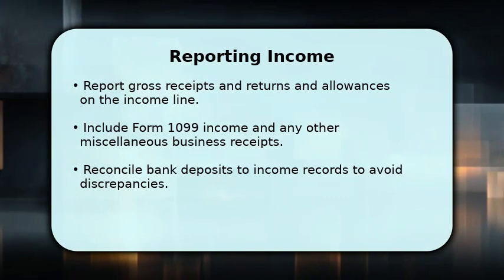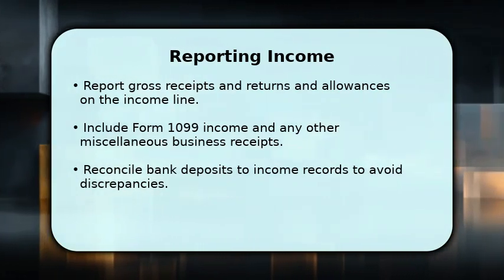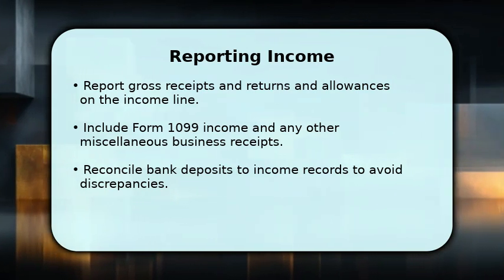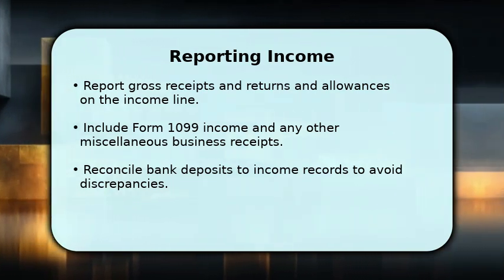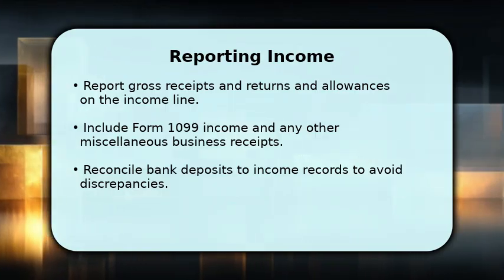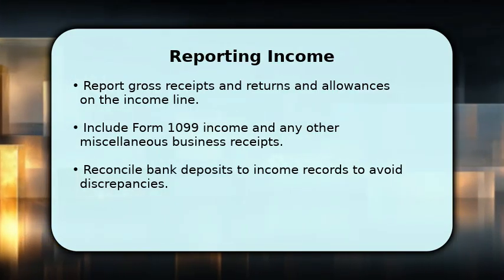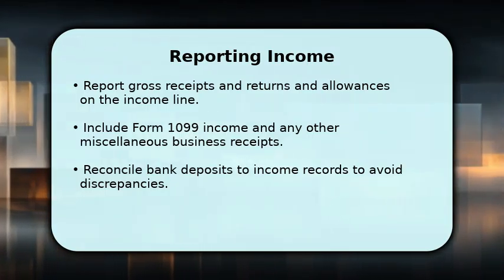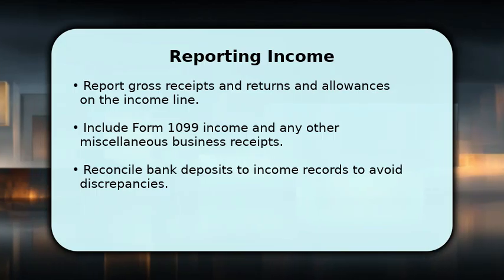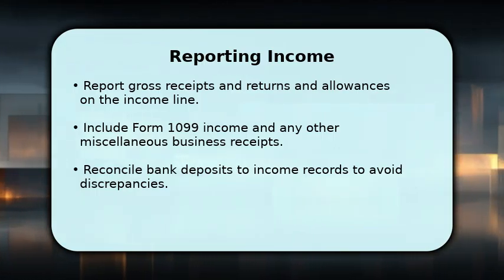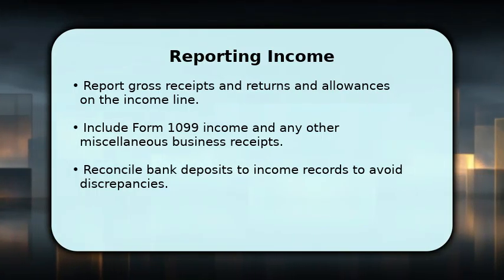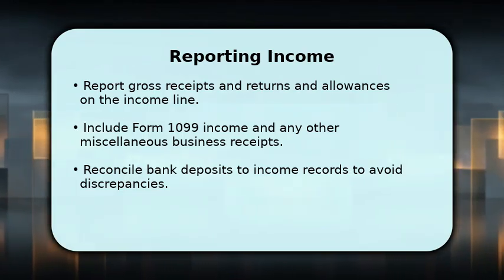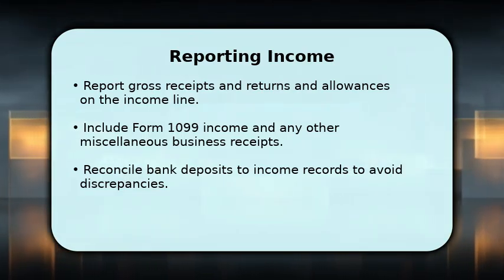Start with gross income and be precise about sources like 1099 payments and cash sales. I'll show how to reconcile deposits to receipts and avoid double counting. Keep a simple spreadsheet or accounting app to trace each sale back to a receipt. If you had returns or allowances, subtract them correctly so your gross income reflects actual business earnings. This step reduces errors and audit risk later on.